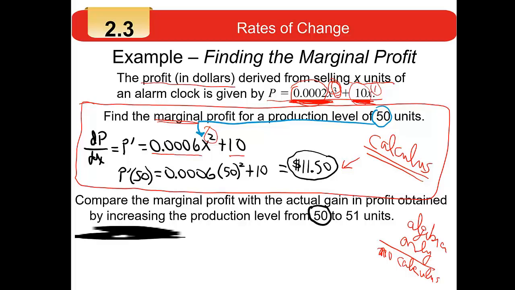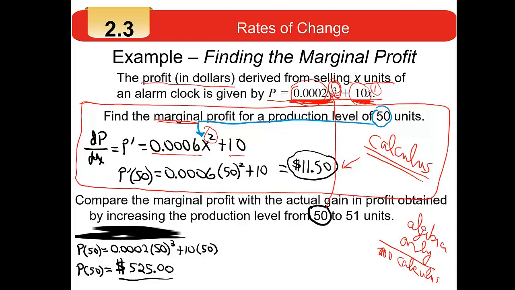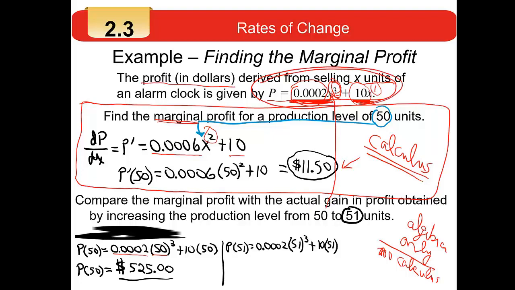So what I'm going to do is go from 50 to 51. So what I do is I plug 50 back into the profit function. You're going to cube that 50 and then multiply it by 0.0002, and then you're going to add 10 times 50. And that comes out, if you do the arithmetic, to be $525. And then you're going to plug 51 into the profit function. And when you plug 51 in, I'm not going to belabor the arithmetic. You need to practice that if it's something that you have trouble with. You'll get $536.53.